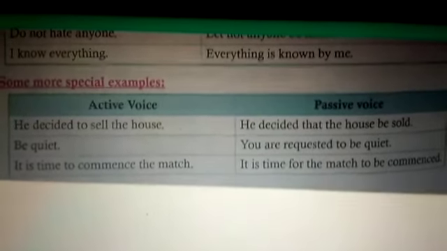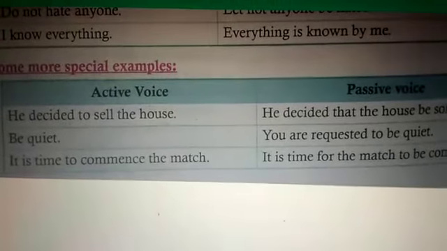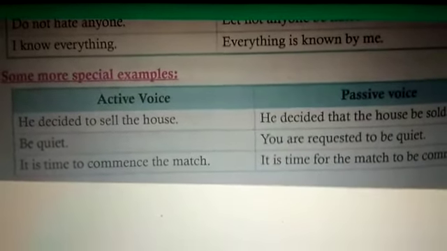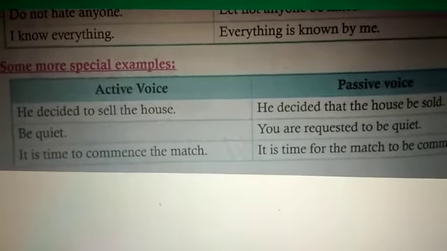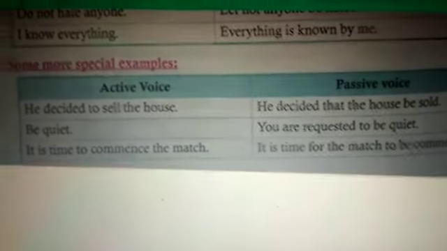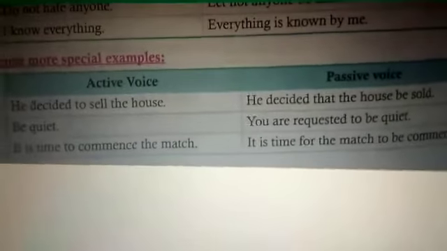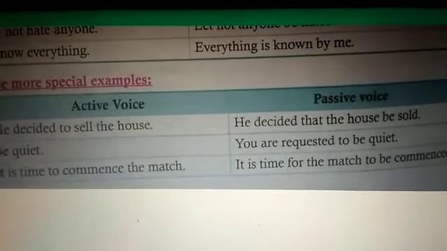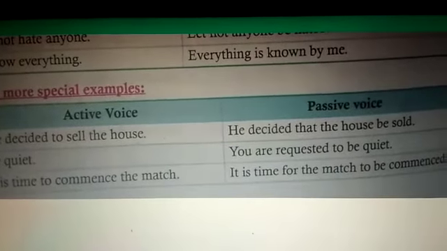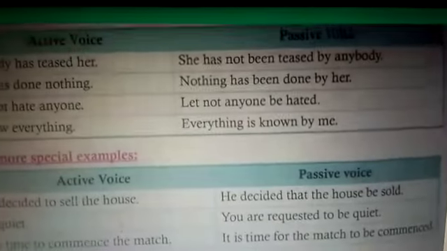So dear students, hope you have understood the changing of active to passive voice in all the stages I have taught you. Hope you have understood well. Please revise the portions. Next class I shall continue. So with this I complete active to passive voice. Thank you.